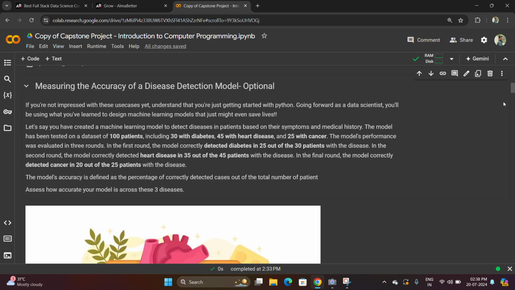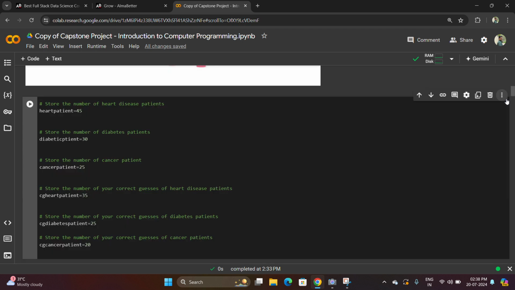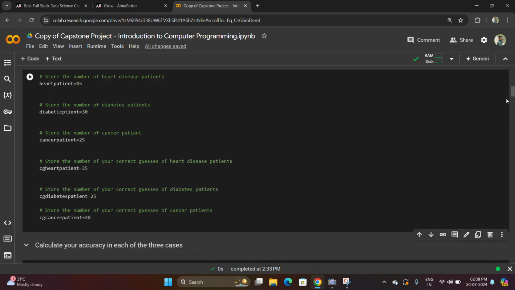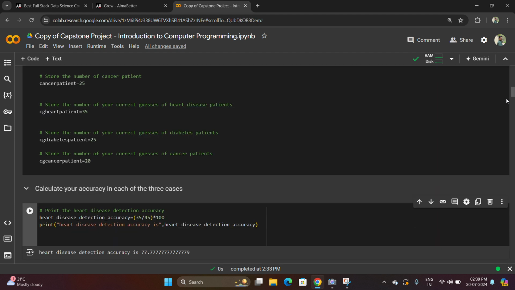So the question is about the model's accuracy. The model's accuracy is defined as the percentage of correctly detected cases out of the total number. Assess how accurate your model is across the 3 diseases. So our aim is to find the accuracy of the model for all 3. The heart patients are 45, diabetes patients are 30, cancer patients are 25. The correct detections are 35 for heart disease, 25 for diabetes, and 20 for cancer.